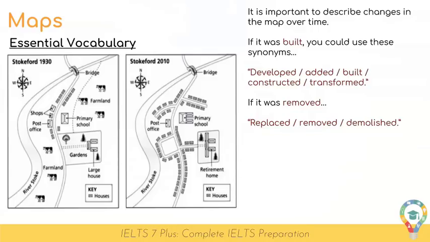If something disappears, we can use replaced, removed, or demolished. For example, the farmland was demolished. That's all for the essential vocabulary about maps. We're going to move on to learn what language you must know to report processes and diagrams.